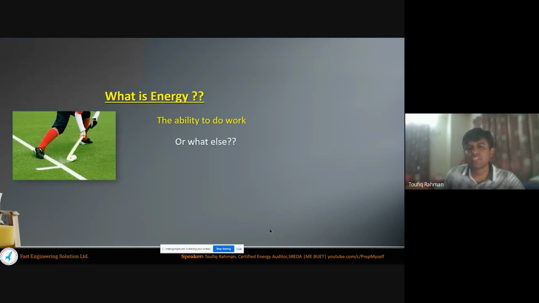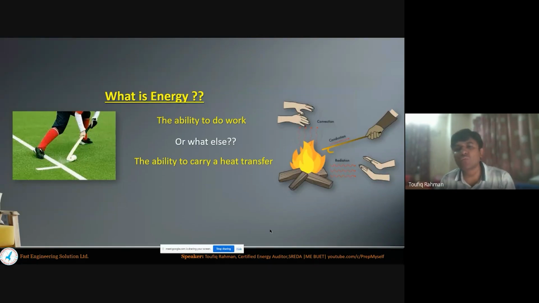What else? Another thing you can say is the ability to carry heat transfer. Heat transfer means heat is transferred from one body to another. Let's shake hands. If you feel so cold, then heat is transferred from your body to the other person. So right now, what is the situation? We know that there are three types of heat transfer: radiation, conduction, and convection.